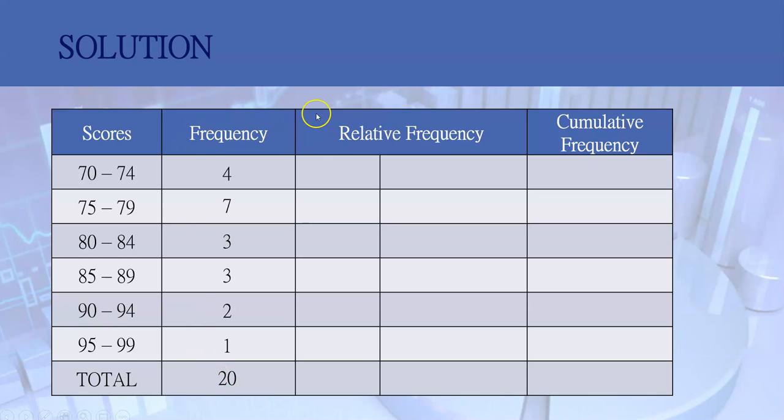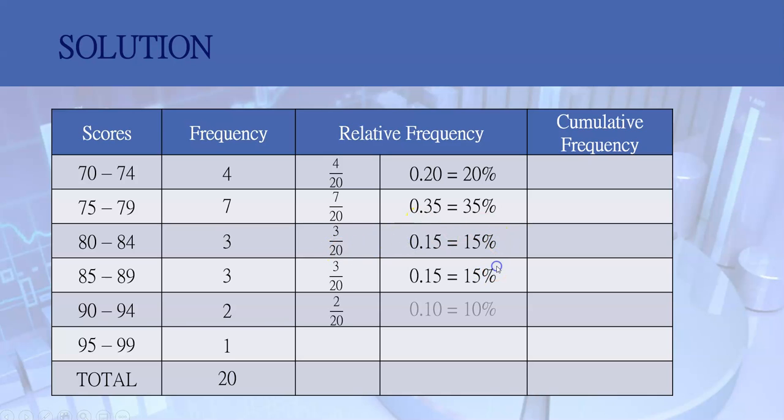Next, for the relative frequency, I'm going to take each frequency and put it over the total. So 4 over 20, then divide it and multiply by 100. 7 over 20, divide it, multiply by 100. 3 over 20, divide it, multiply by 100, and so on. At the end, I ended up with 100%, so that checks out.